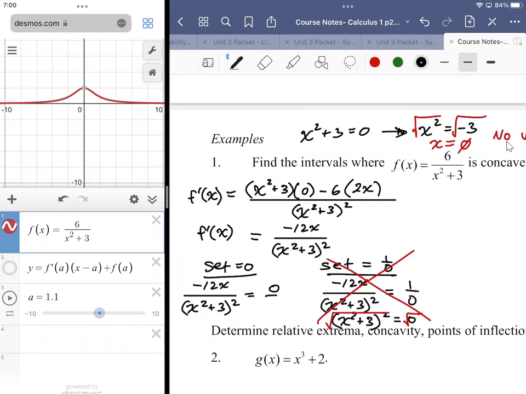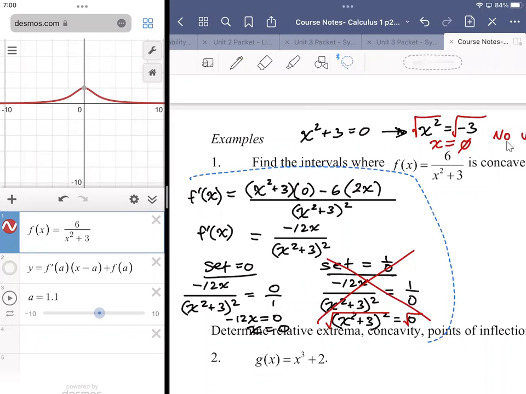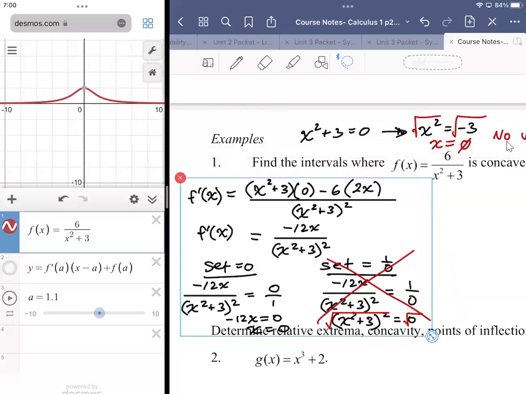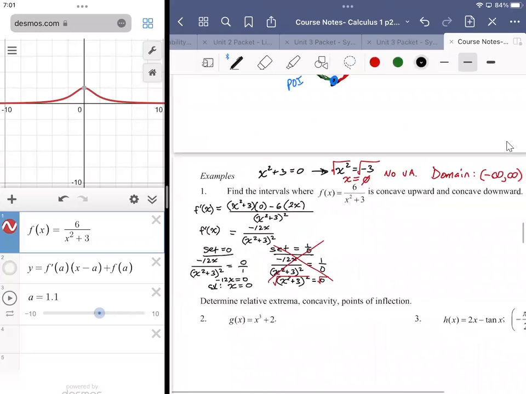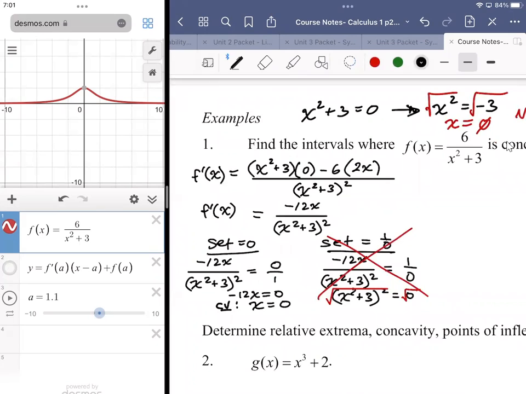But for this one, you cross multiply, negative 12x equals 0, and you get x equals 0 as a result. I'm going to resize in a second. And so we only have the one critical value, x equals 0. Now we already looked at the picture, so we know that that's going to be a relative maximum. Now they're asking us for concavity. They're not asking us for relative extrema, but we're going to need to make the sign chart anyway, so why not have this information.